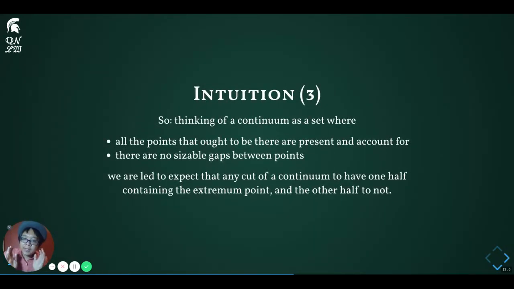So if we understand the continuum to be a set where all the points are present and accounted for, and one where there are no sizable gaps between points, then we would expect a cut of the continuum to leave us with exactly one half with the endpoint and the other half with a frayed end. Notice that this is exactly what you've learned about the real number line. If you divide the real number line at a point P, then one half will have a closed bracket, making it include P, and the other half will have an open bracket, making it exclude P.